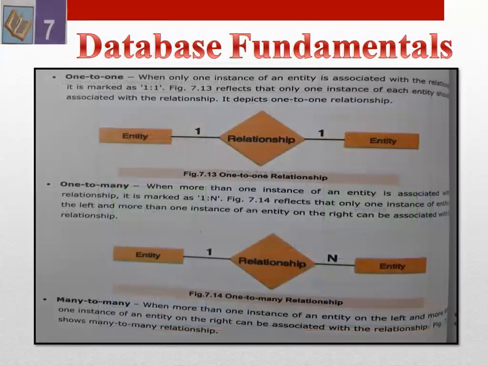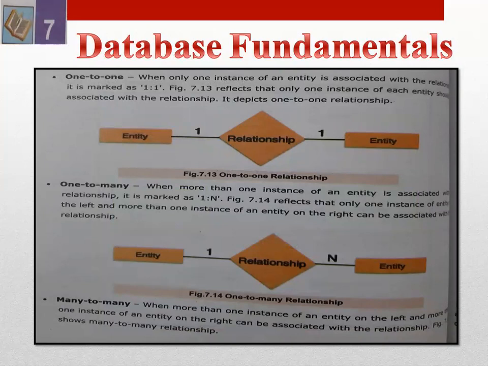When only one instance of an entity is associated with the relationship, it is marked as one to one, and it reflects that only one instance of each entity is associated with the relationship. This is the one to one relationship: entity, relationship, and entity. It means that it will return only one record at one time.